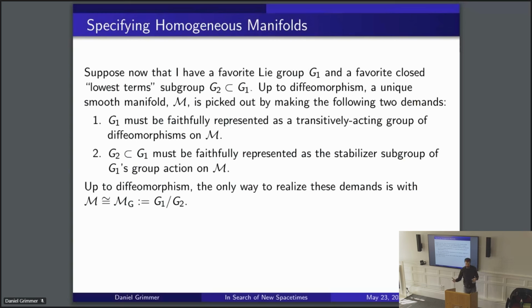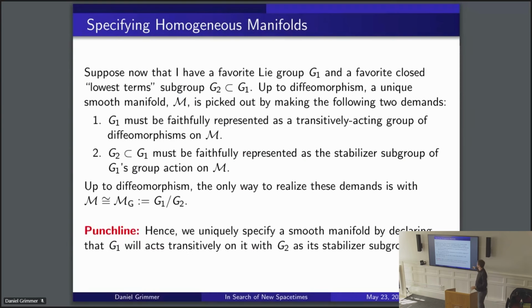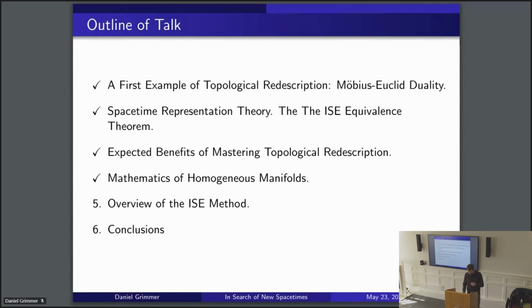So we can just make these declarations that certain Lie groups will act transitively on our new space, and we build the space thereby. So we can uniquely specify a smooth manifold by declaring that G1 will act transitively on it, and G2 will be its stabilizer subgroup. This is the method we're going to use to build new spacetime manifolds when we use this ISE method.